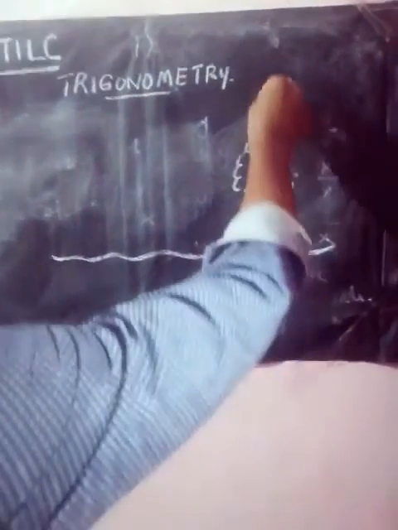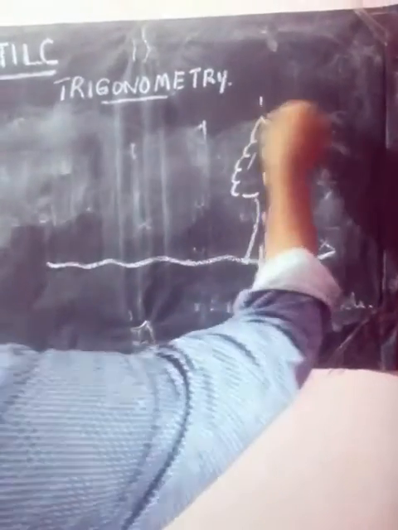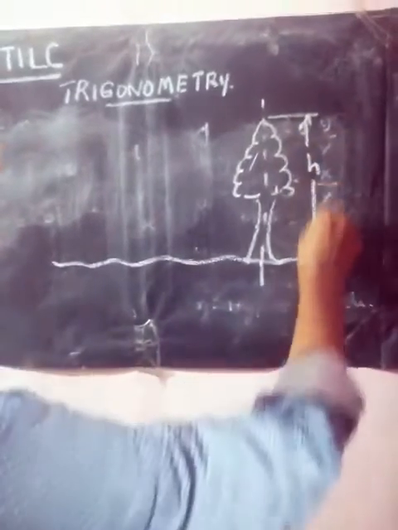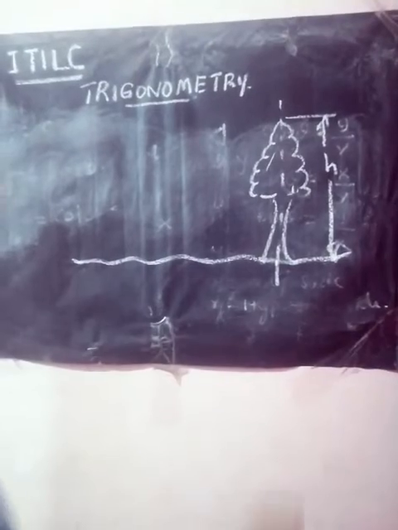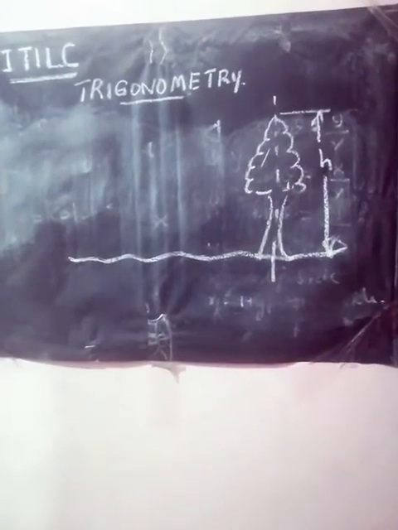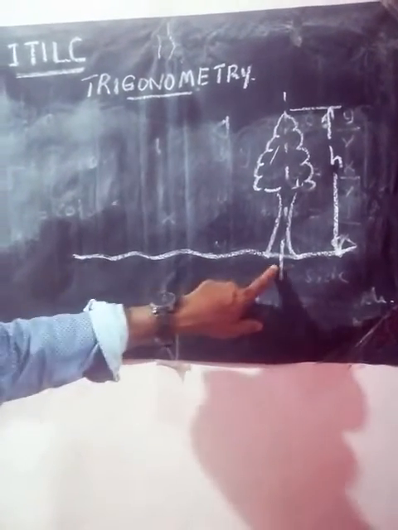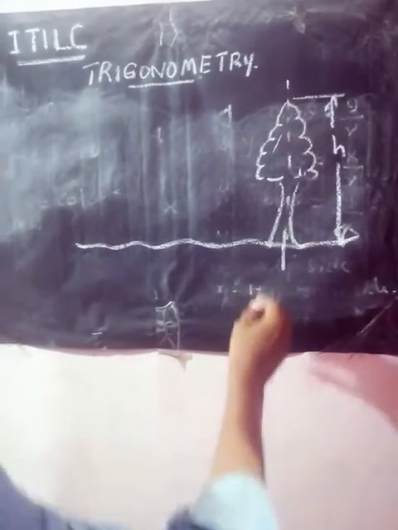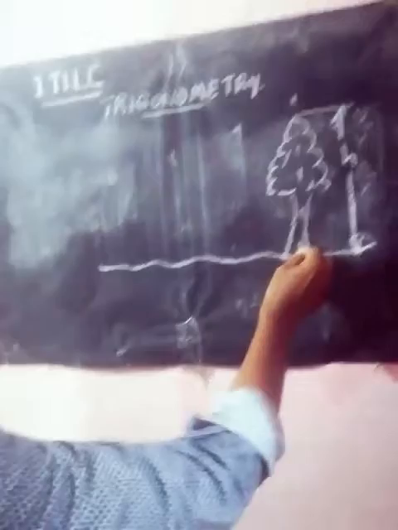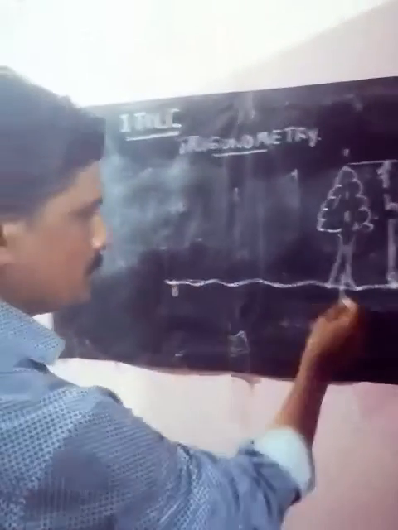Consider this one is the height of the tree. This is the height; H represents height. We have to walk along the land, that means along the surface. That means you just walk from the foot of the tree to some measured distance.